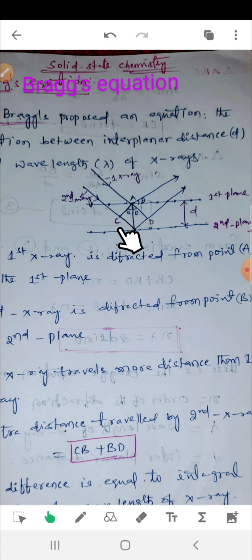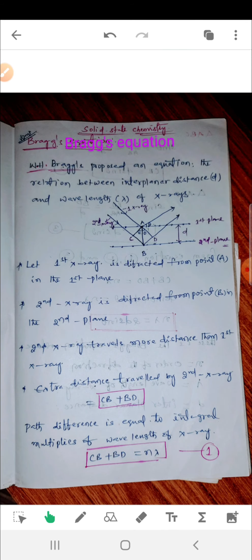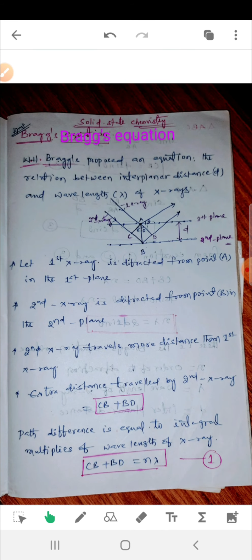Here we are going to find the extra distance by measuring CB plus BD. Automatically we will find out how much extra the second X-ray traveled. So the path difference is CB plus BD equal to n lambda.